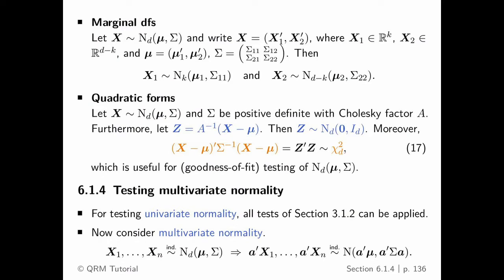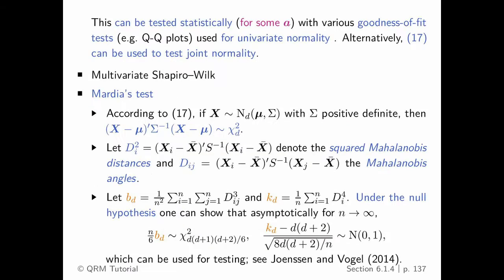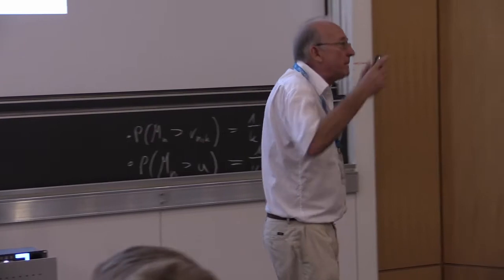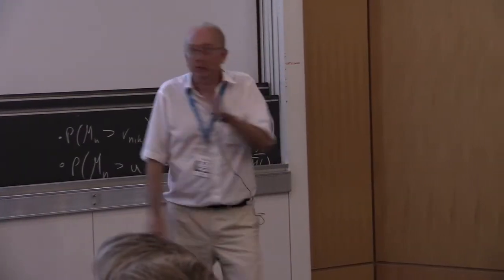There are various things you can do. You can do QQ plots for certain linear combinations. There are tests like Shapiro-Wilk. There are tests like Mardia's test. Mardia wrote a famous book on directional data in statistics. So now you're really in the world of multivariate statistics. There are the Jarque-Bera test, etc. So there are many tests that Alex already mentioned. I will not go back to that.